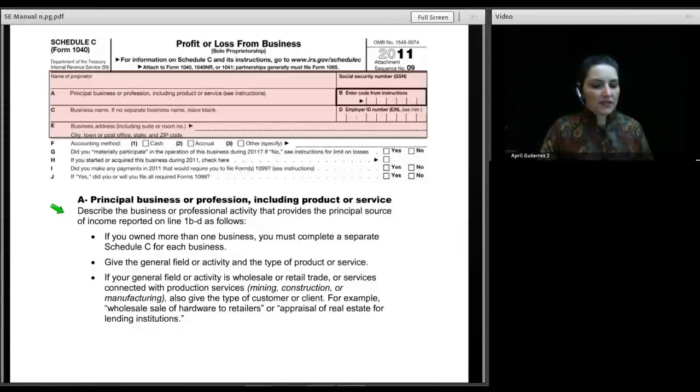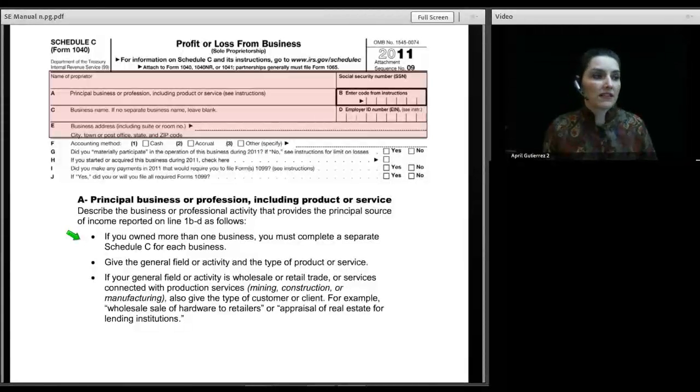You describe the business or professional activity that provides the principal source of income that is reported on the income lines 1B through D. So this is a business. I have income I've reported. What is the principal source of the business? If you owned more than one business, you must complete a separate Schedule C for each business.